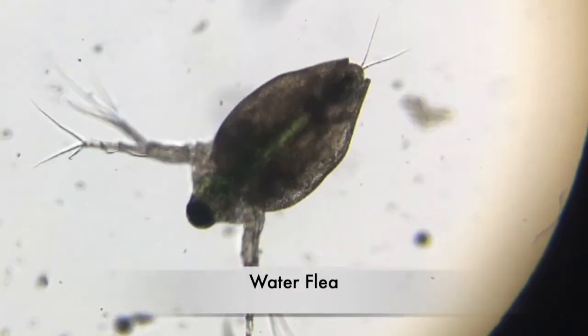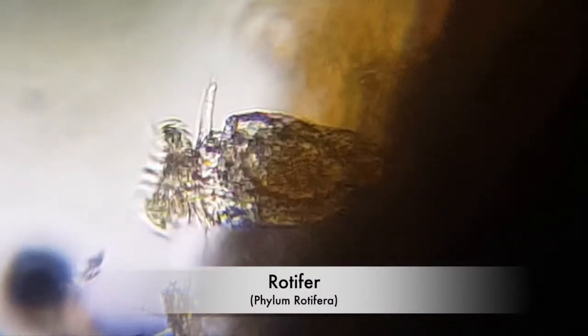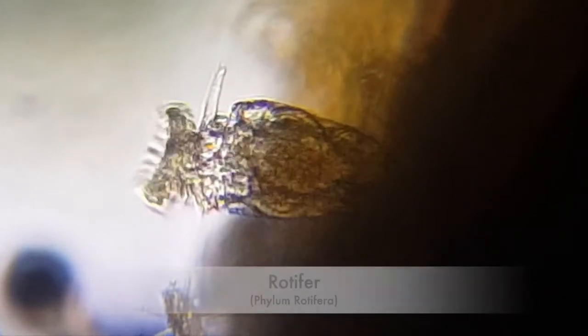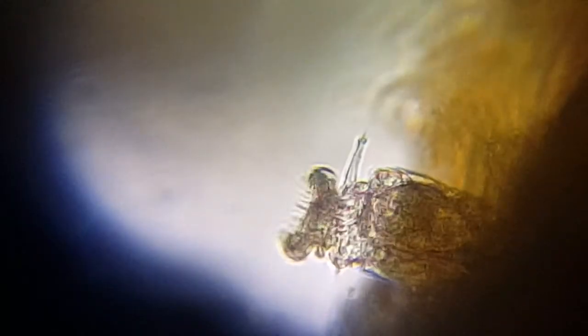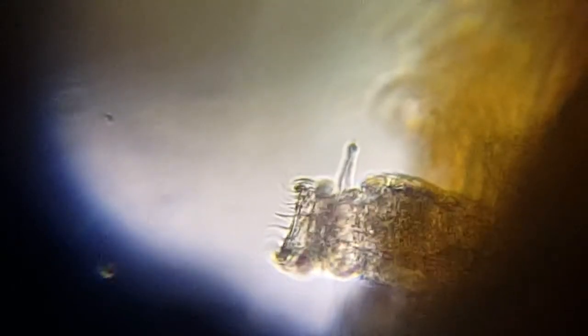Those little bugs are called water fleas or daphnia. This little creature is a phylum Rotifera, or commonly known as Rotifer. The phylum Rotifera is a filter-feeding microscopic organism that eats bacteria and whatever comes inside its mouth.